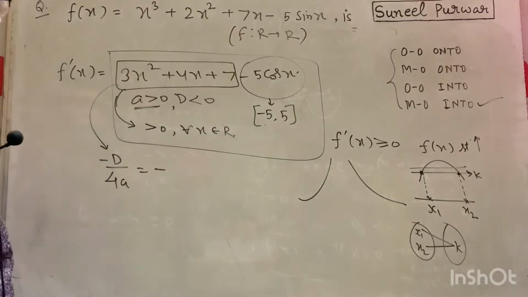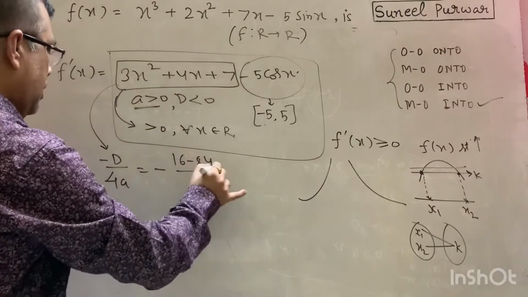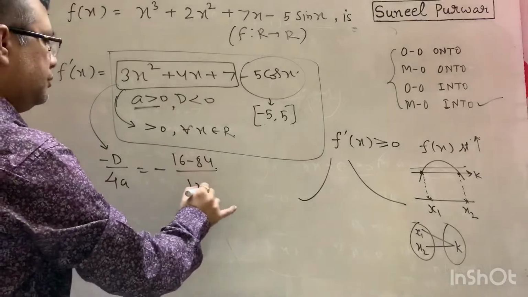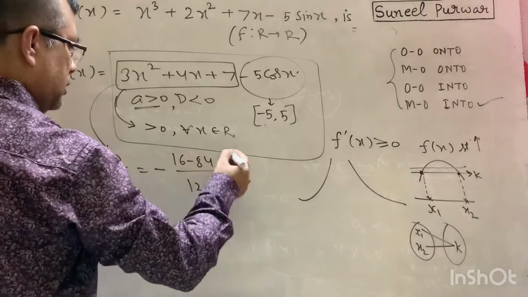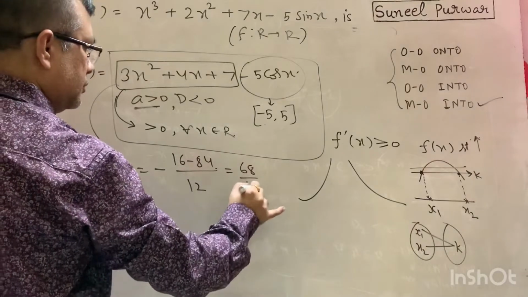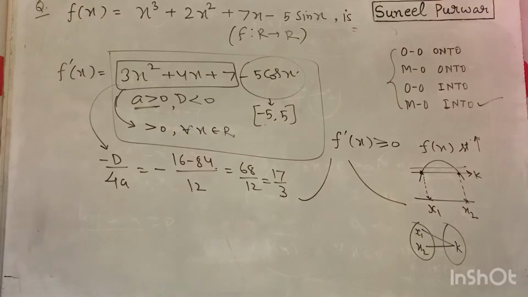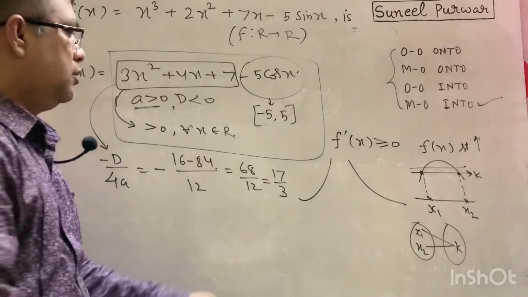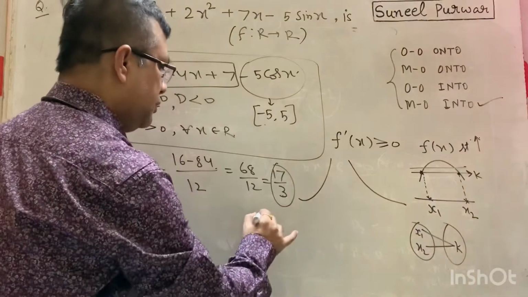How much is that? Minus of discriminant, 16 minus 84, upon 4a, which is 12. And how much is that? 68 by 12. That means 17 by 3. So 17 by 3, am I right? So this is 5 point something.